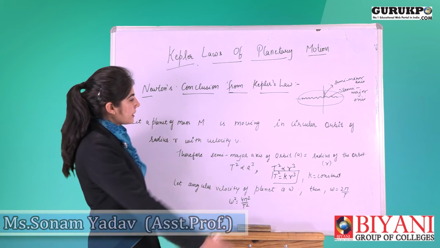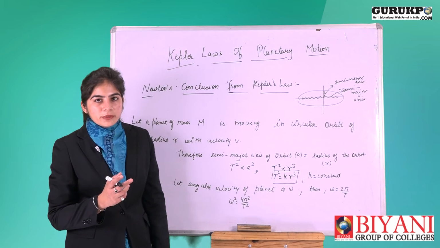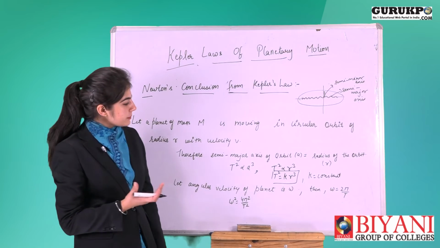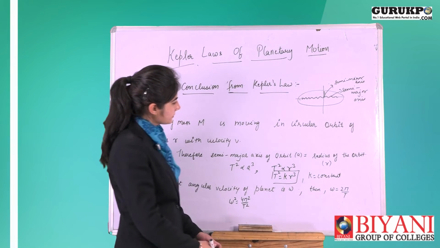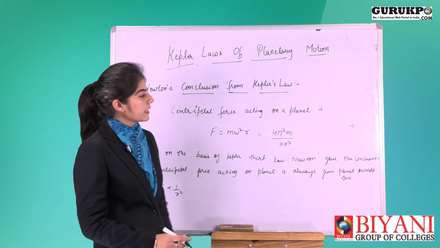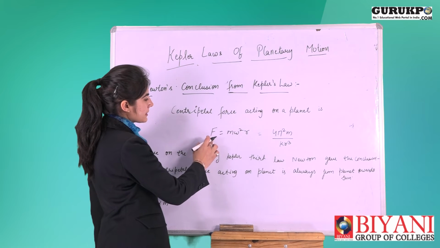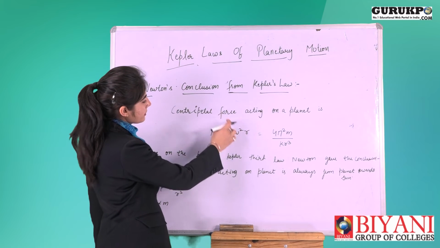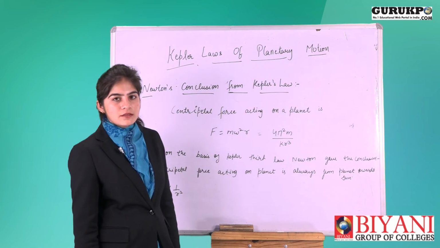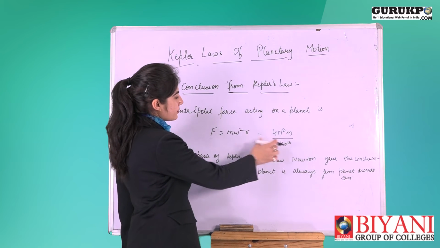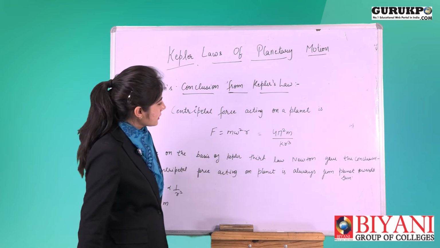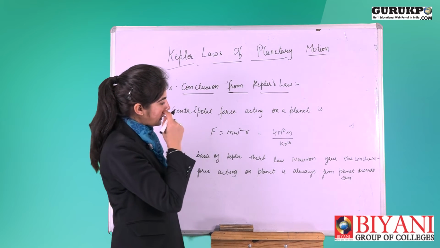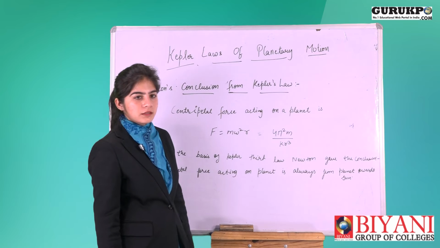We know that a particle moving in a circular orbit has some centripetal force acting on it. So what will that be? The centripetal force acting on the planet is F, and the value of the centripetal force is F = m omega squared r. After putting the value of omega squared, that is 4 pi squared by T squared, we get F = 4 pi squared m by k r squared.